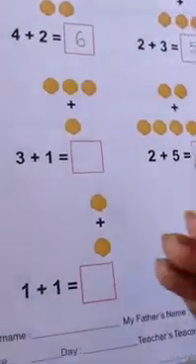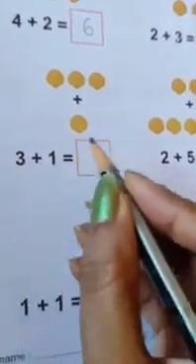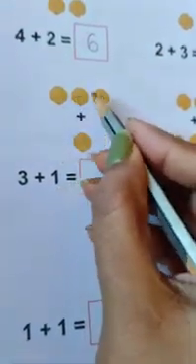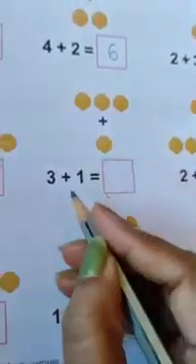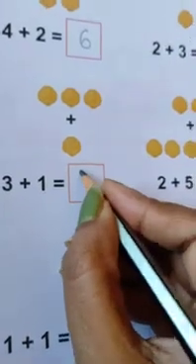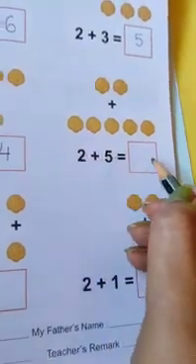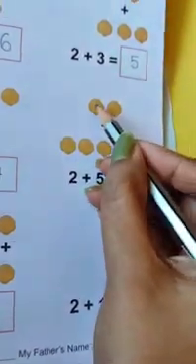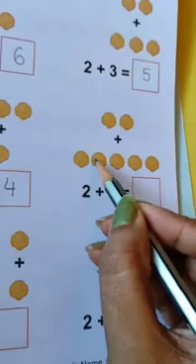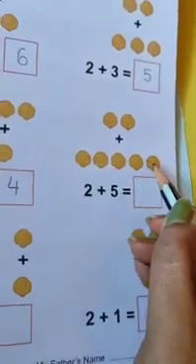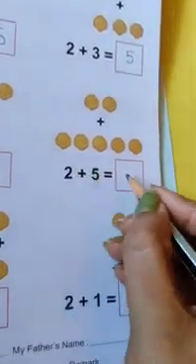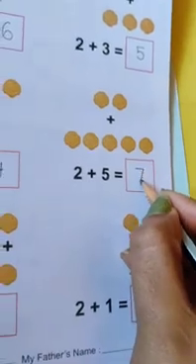The next one 3 plus 1. It is 1, 2, 3, 4. 3 plus 1 is 4. So we will write 4 here. The next 2 plus 5 is what? 1, 2, 3, 4, 5, 6, 7. 2 plus 5 is 7.